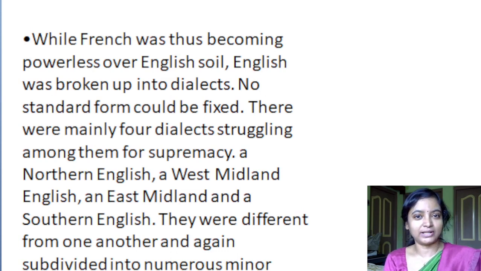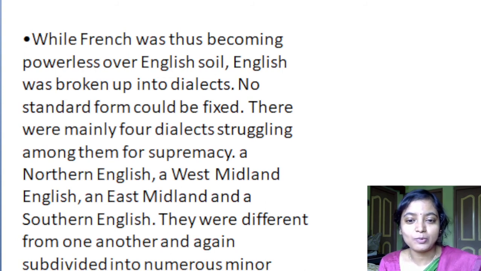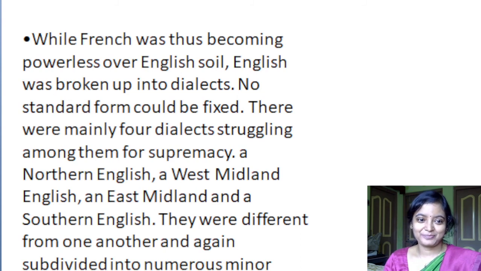Not those dialects of Old English. We discussed it before. It is a new type of dialect. No standard form could be fixed now because there are several dialects. But these dialects were totally different from the Old English dialects. There are mainly four dialects struggling among themselves for supremacy: Northern English, West Midland English, East Midland and Southern English. They were different from one another and again subdivided into numerous minor varieties.